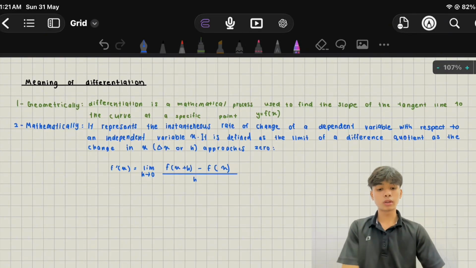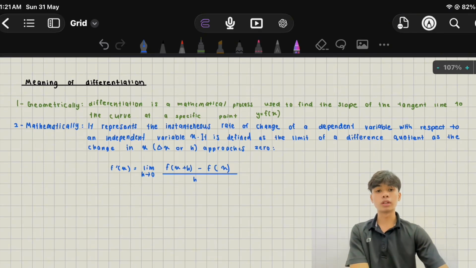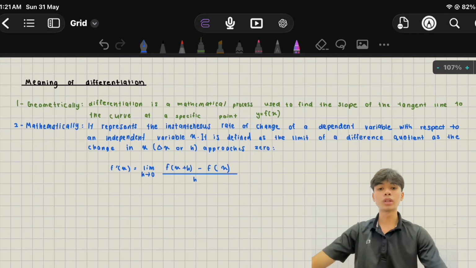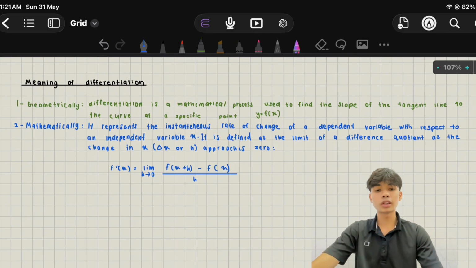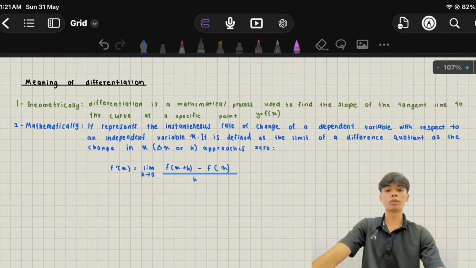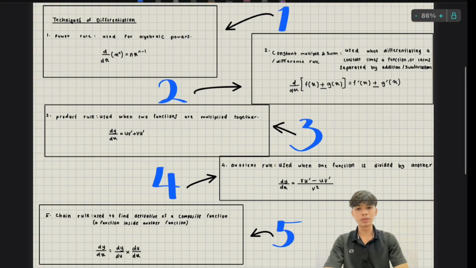Everyone, and now I would like to discuss question 1, which is: explain the meaning of differentiation and what are the techniques of differentiation. First of all, the meaning of differentiation in geometry is a mathematical process used to find the slope of the tangent line to the curve at a specific point, y equals f(x). Differentiation mathematically represents the instantaneous rate of change of a dependent variable with respect to an independent variable x. It is defined as the limit of a difference quotient as the change in x, delta x, or h, approaches 0. For example, f prime x equals the limit as h approaches 0 of f(x plus h) minus f(x) over h.